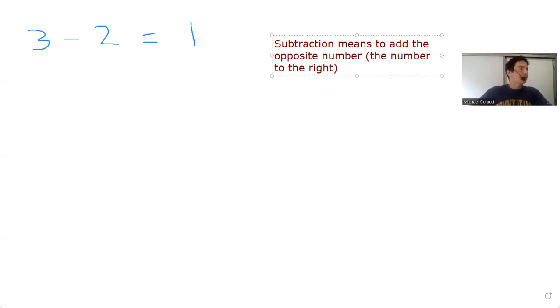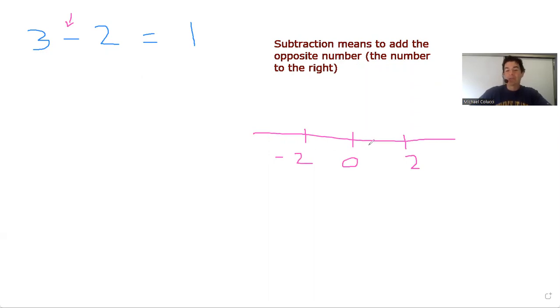A subtraction. That's this symbol here. Means to add the opposite number. What's the opposite number? Well, if I look at my number line, here's my 0. Here's the number 2. The number that's opposite to the number 2 is the number that is equal distance from 0, but in the opposite direction of 0. Which sounds really complicated, but actually it's not.